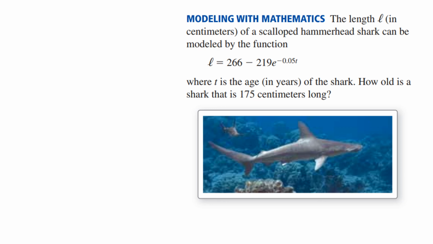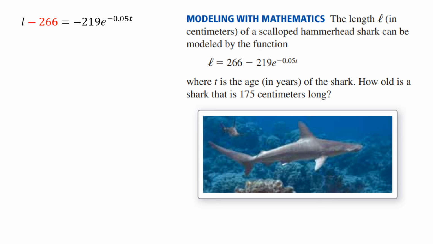If we knew the age of the shark, we could plug in that value of t and we could predict its length. But more often than not, we're going to come upon a shark, we can measure its length, and then we can predict its age. So to do that, it might make sense to first try to isolate t.